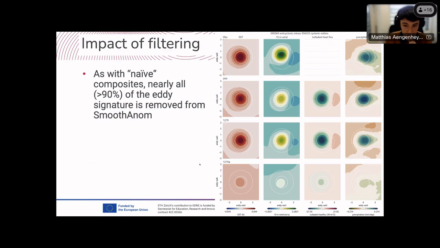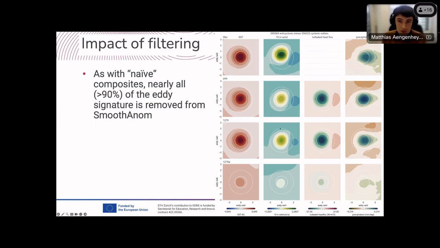Yes, just to mention the impact, now I'm going to talk a little bit more about actually the impact of removing the eddies, because this is essentially what we wanted to look at, or what's the purpose of these experiments.